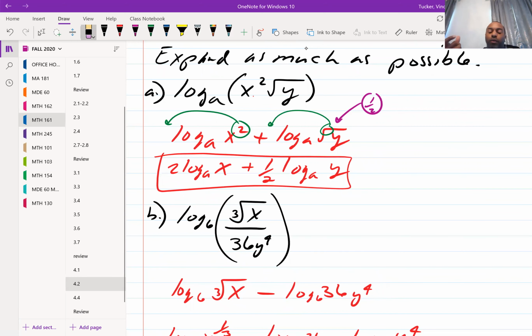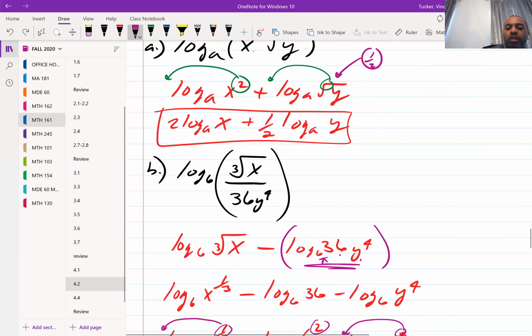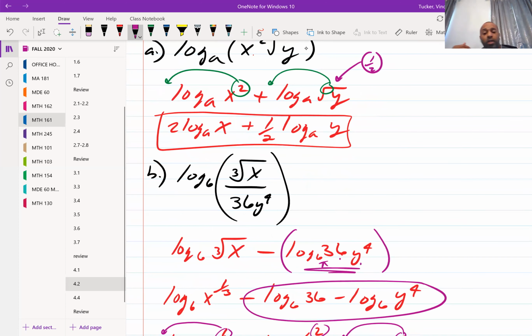Now the 36 y to the fourth can be broken up further, but notice that minus sign. That minus sign needs to be applied to everything that came from that denominator. So when we go to break it up, we can look at it like this, having parentheses. And so this is the result. Notice how both the log base 6 of 36 and the log base 6 of y to the fourth have minus signs. Both of those terms came out of your denominator, the 36 and the y to the fourth, so both of them should have the minus sign in front of them. So make sure we see that relationship before we go any further.